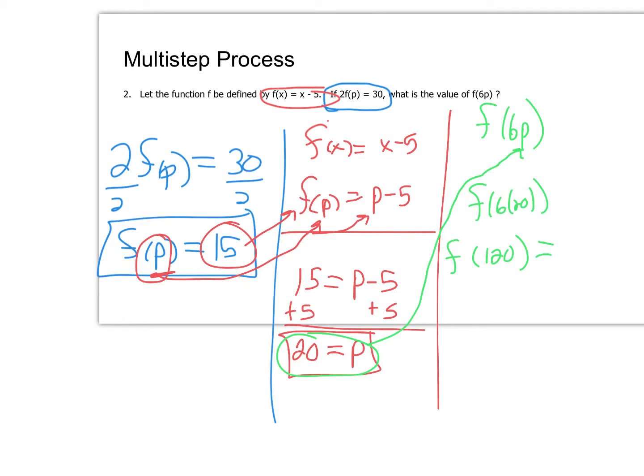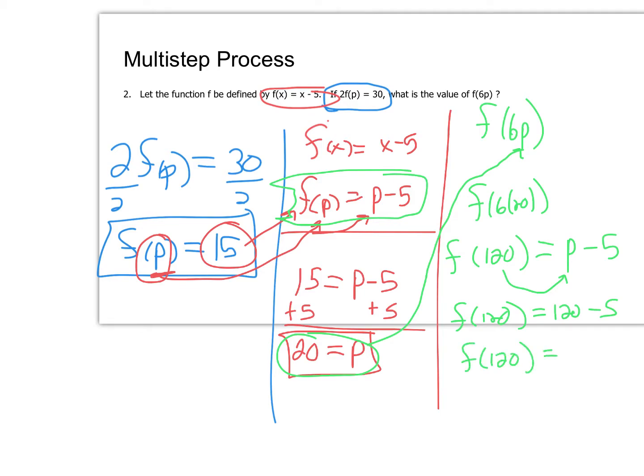Well, that's when we go back to this. Okay, so now we know that this equals p minus 5. So what I'm going to do now is substitute this in. So f of 120 is equal to 120 minus 5. So therefore f of 120 is equal to 115.